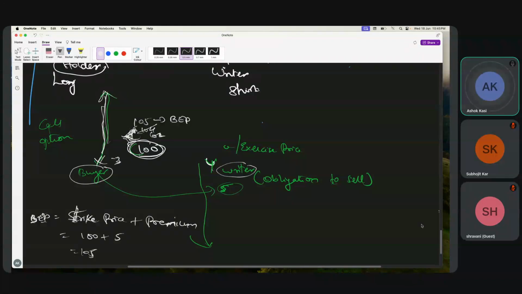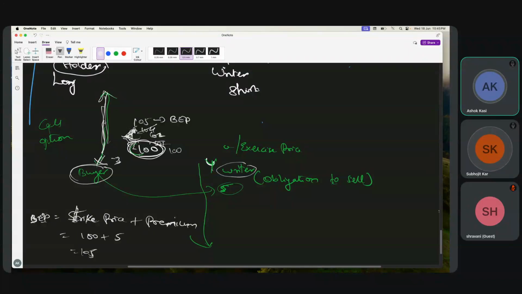Is it fine? Yes, sir. Okay. Then 101 also. 101 means how much will the writer gain or lose here? 4 rupees, right? Yeah, correct. 1 rupee is the profit for the buyer and 5 he paid, so 4 rupees is the loss for the buyer. So the gain for the writer is 4 rupees. What if it is 100? 5 rupee profit for the seller and loss for the buyer.